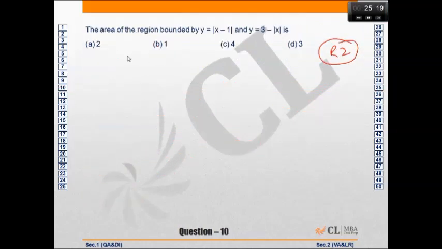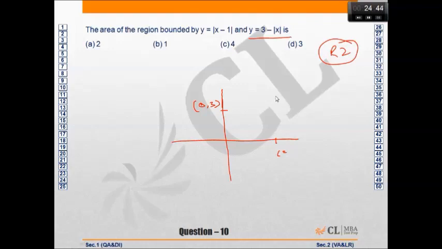Find the region bounded by x. So when x is 0, y is 3. X is 0, y is equal to 3. And when... I'll leave it there. I don't want to waste my time.